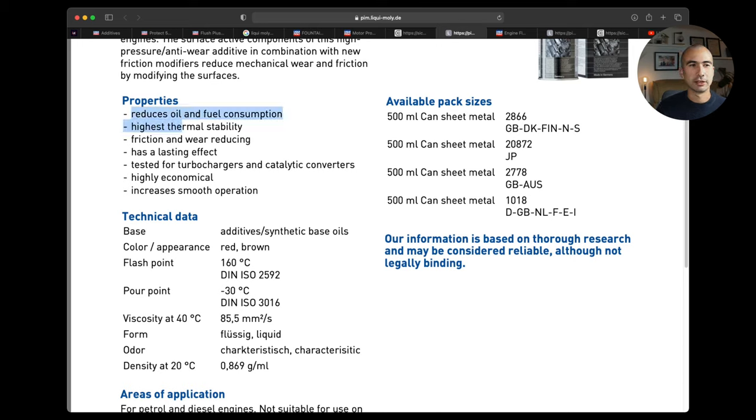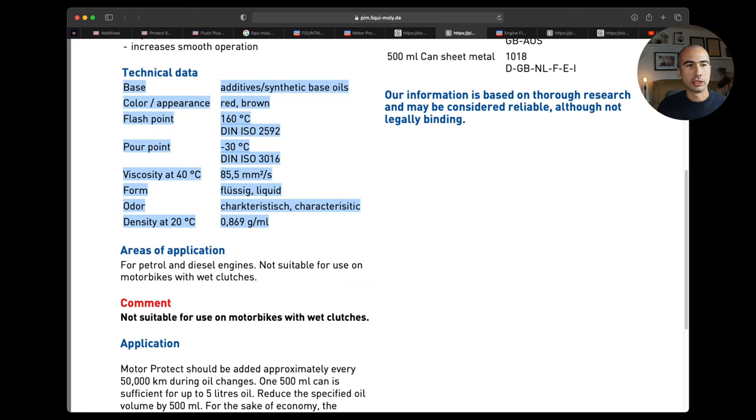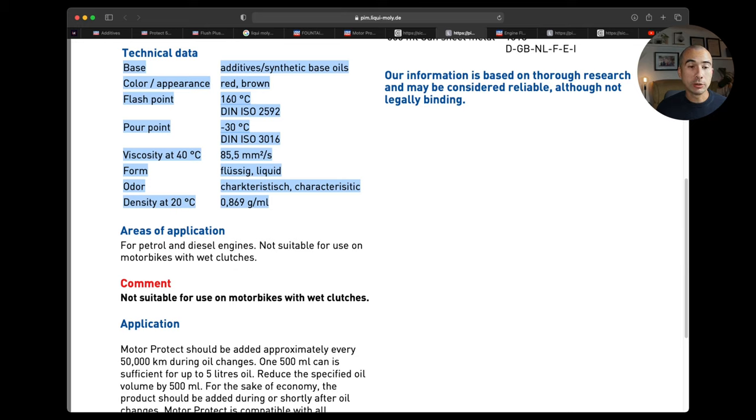So in properties, it's going to say reduces oil and fuel consumption, has very good thermal stability, friction and wear reducing, increases smooth operation, and so on. You kind of feel like you're getting sold to. But it will give you a little bit of information on the technical data. So what is it exactly in it? Flash point, pour point, viscosity at 40C. We don't really need to know a bunch of this information. But one specific thing that it does call out, which I think is good of them to do, is the comment that it's not suitable for use on motorbikes with wet clutches. And that's usually because of friction modifiers. Whenever we have friction modifiers, that's one of the big things that is different between a standard engine oil and a motorbike engine oil.